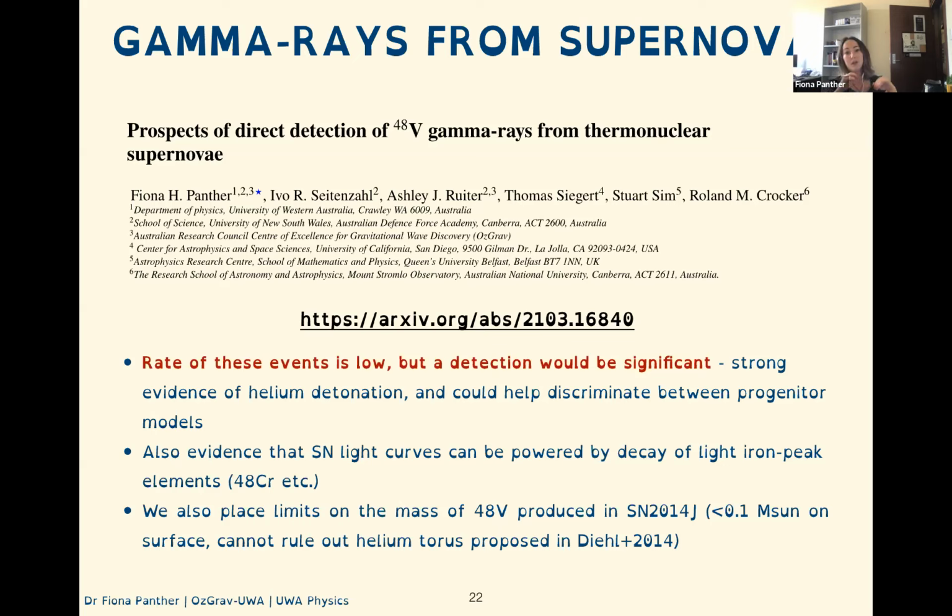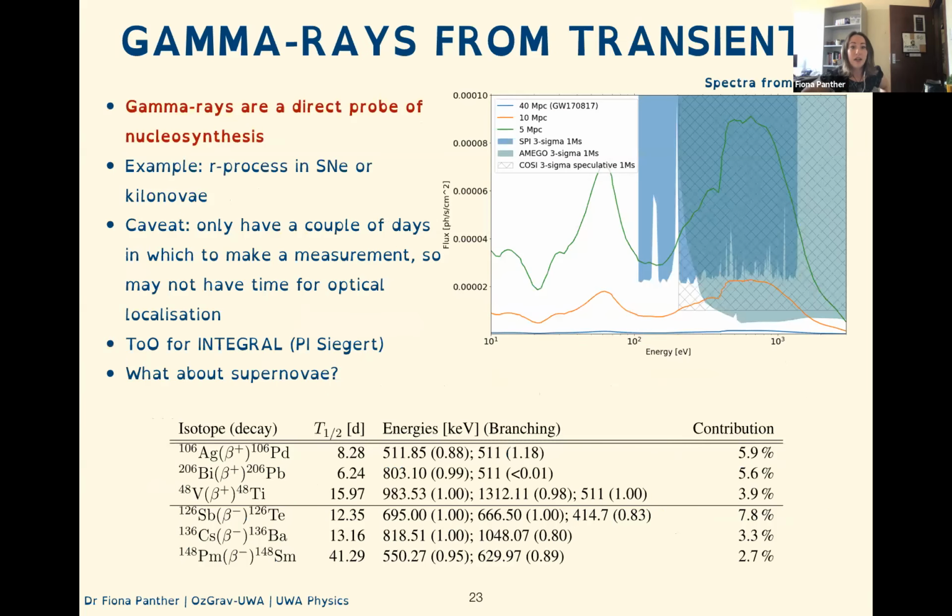And we also, in this paper, put some limits on the mass of vanadium-48 produced in supernova 2014J. And we find that there had to be less than 0.1 of a solar mass of chromium-48 and vanadium-48 on the surface. We can't quite rule out the helium torus that was proposed to have produced this explosion in SN 2014J. But if we had something like COSI or AMEGO, we could have. And so we could have actually discriminated between different proposed explosion models for that supernova that was very nearby. So gamma rays are a direct probe of nucleosynthesis. You can see exactly what's going on.